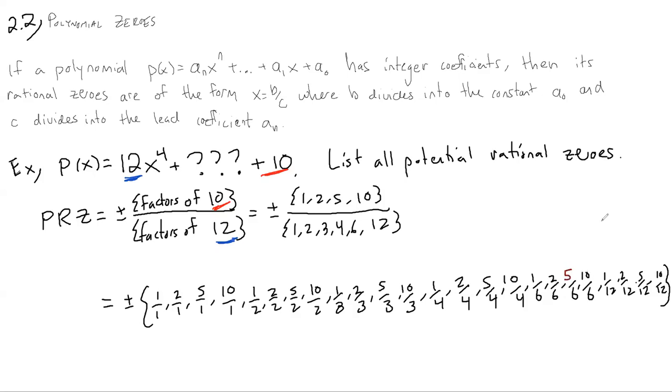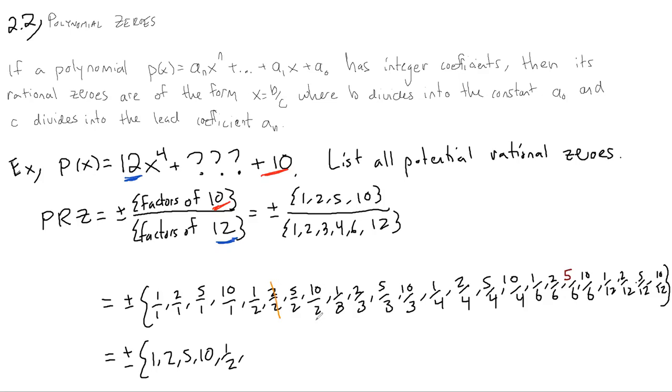There is actually a lot of repetition in this list, and it's pretty easy to find. Anything in this list that's not in lowest terms would have already shown up. So I'm going to rewrite the first few. Those are just integers, 1, 2, 5, and 10. And then a half is in lowest terms. 2 over 2 is not in lowest terms, and you can see it's already written there as 1. So I don't need to rewrite it. I can just cancel that one out.